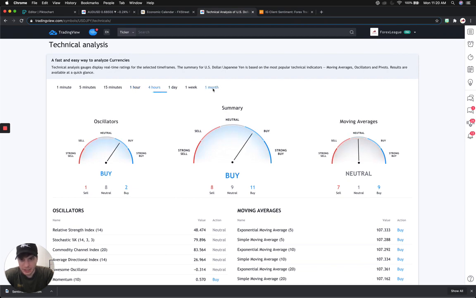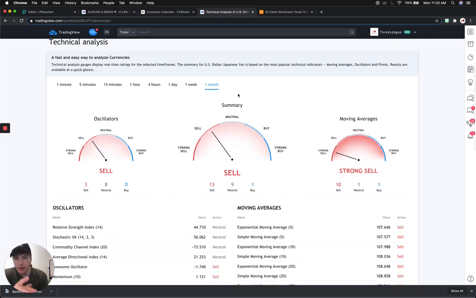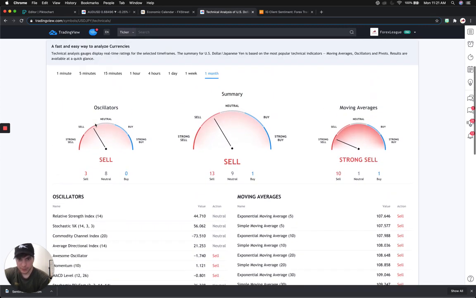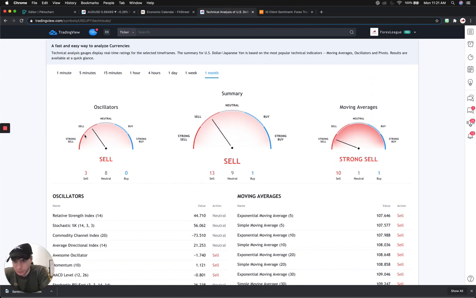So let's say you start, let's just apply it from the concept of a top-down analysis. Right, we're on the monthly. What are these indicators saying for UJ on a monthly time frame? Everything is sell. Moving averages over here are strong sell. Summary in general is just a sell. Oscillators are a sell as well. And you can see these are moving as price action fluctuates.